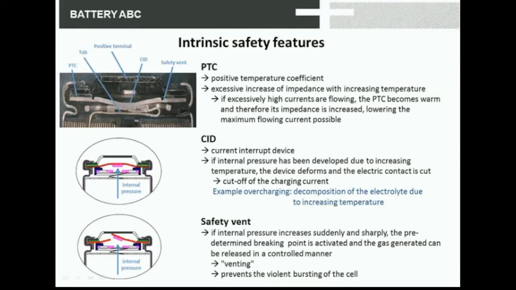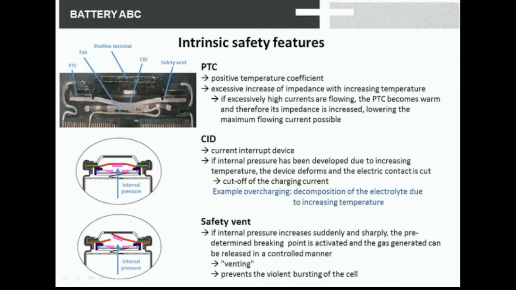The next thing which is implemented in all of those cells is a CID. CID means current interrupt device. If the internal pressure in the cell gets too high and increases, the electronic connection between minus pole and plus pole gets disconnected.